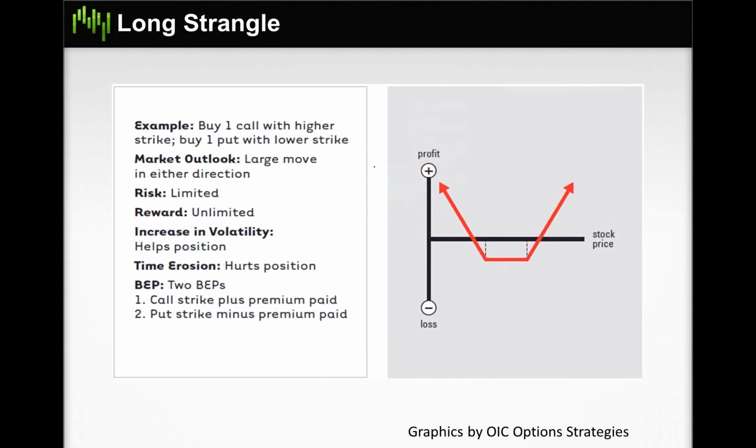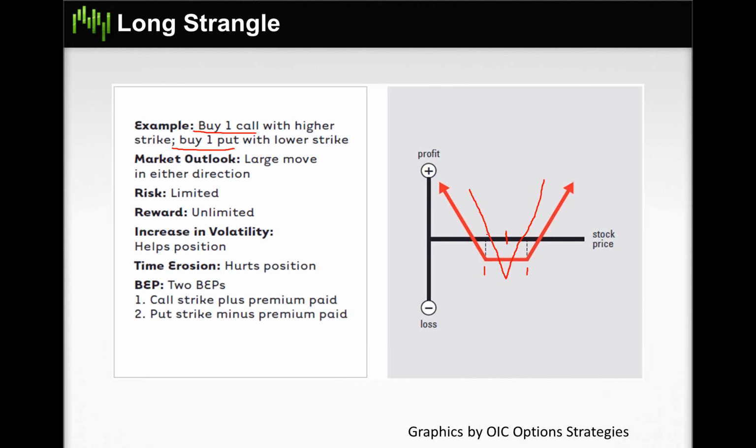So here's another one. This is a long strangle, and this is buying one call option and buying a put option simultaneously, and these are at different strike prices. So if current price is right here in the middle, you can buy a put option below, and buy a call option above. This lessens your maximum risk scenario, unlike the straddle, but it takes longer to achieve profitability too.